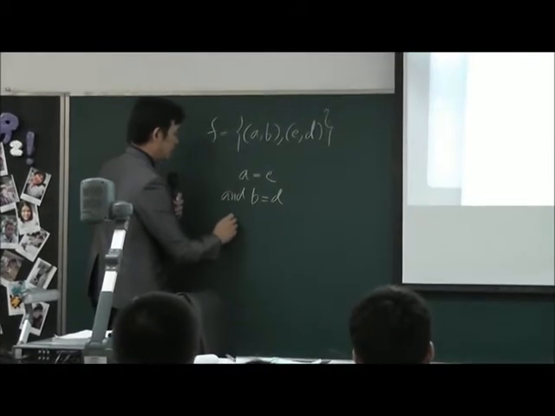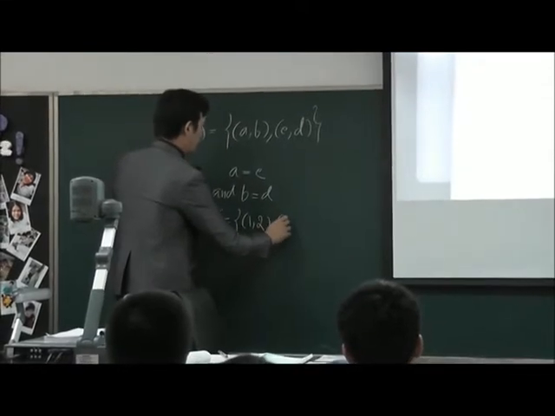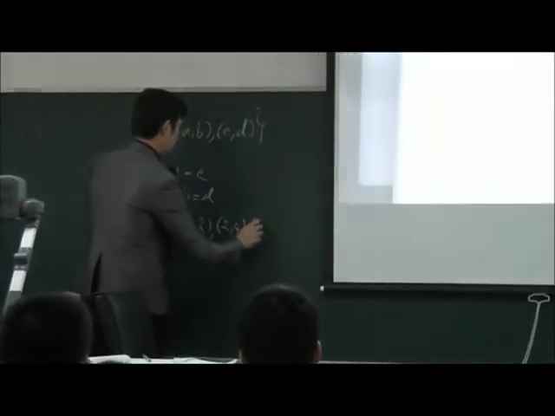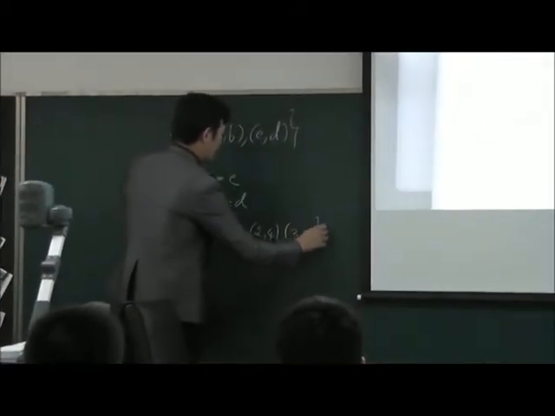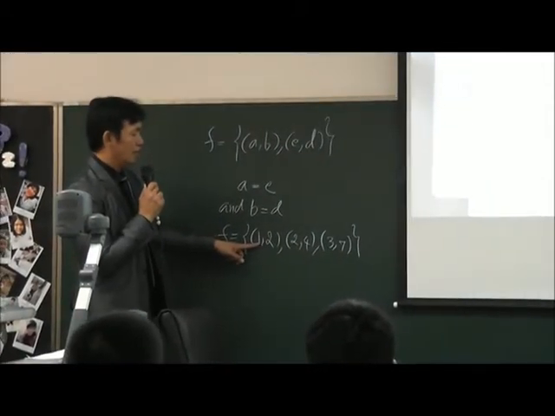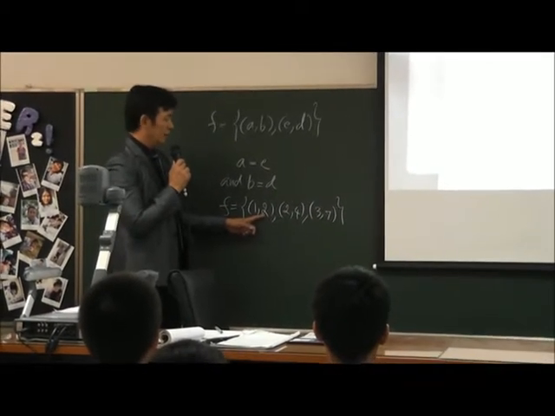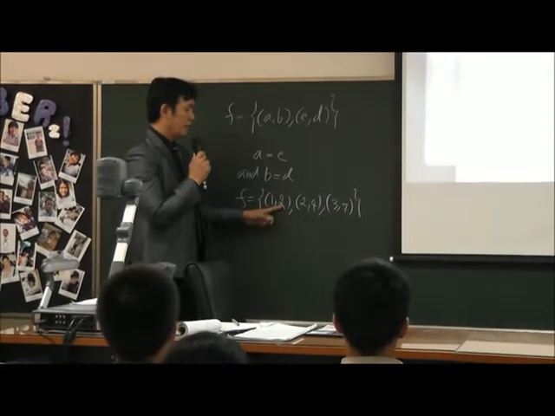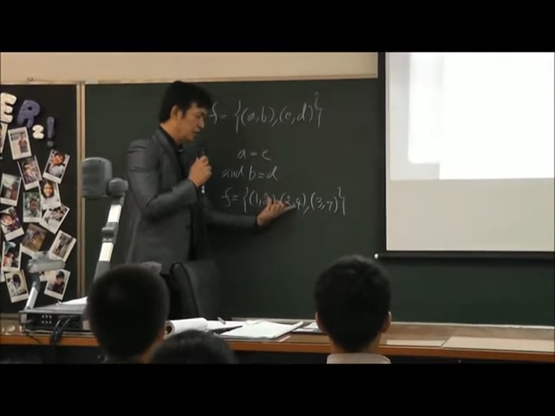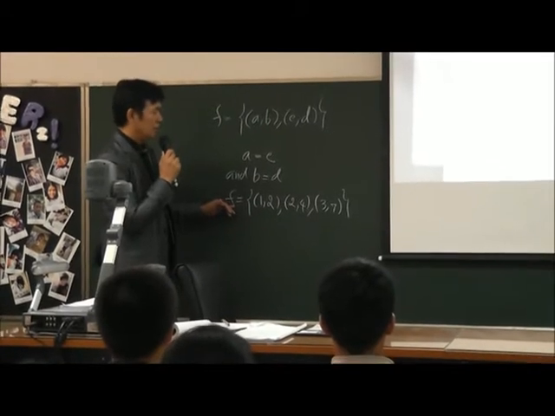I'll show you an example. Suppose F is (1, 2), (2, 4), (3, 7) like this. You check. The first elements of the ordered pairs, 1, 2, 3, are different, and the second elements, 2, 4, 7, are also different. This is one example of a function.